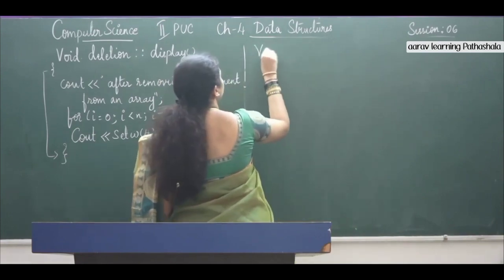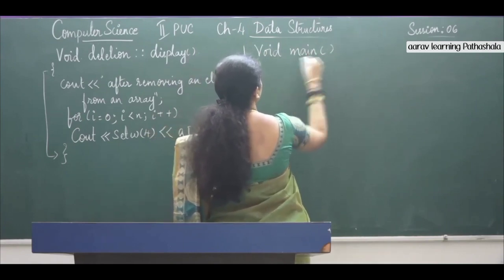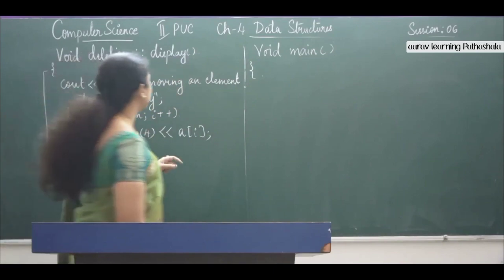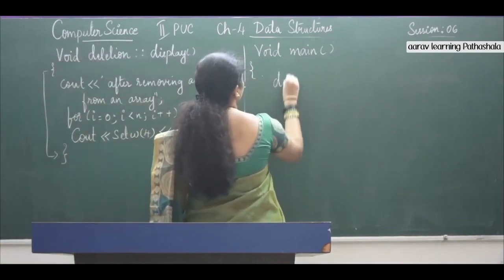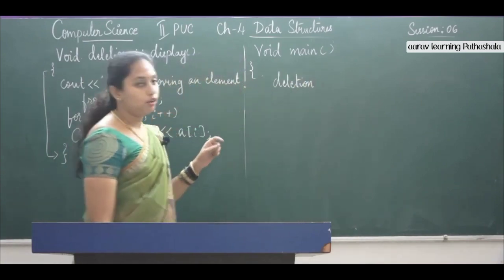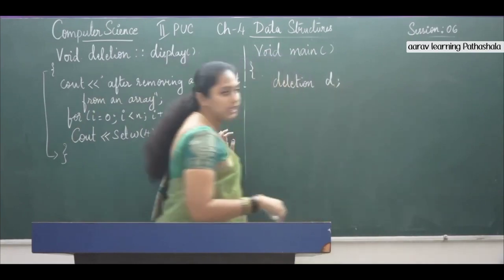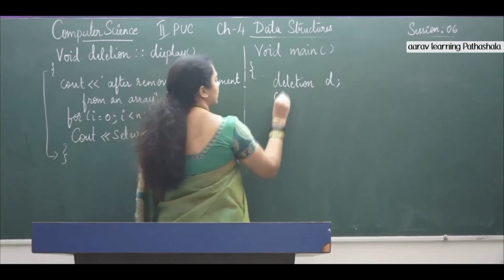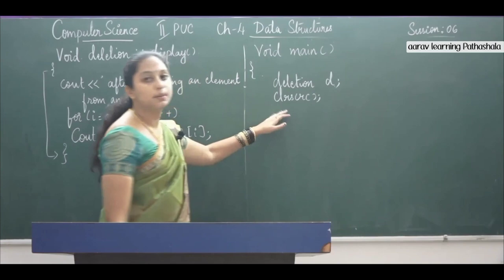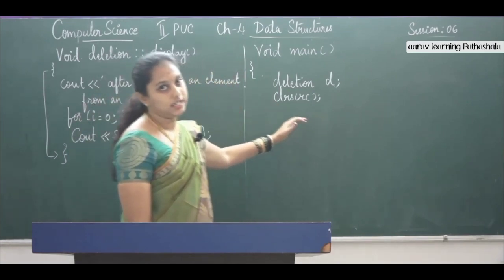So in the main function, I am going to create an object for the class deletion. So how to create an object? First write the class name followed by the object name. The object name is D. Clrscr. Why we are using clrscr? So it clears the previously generated output in the console screen.